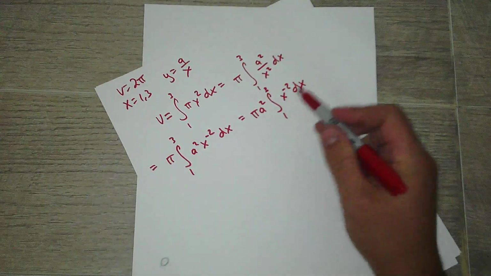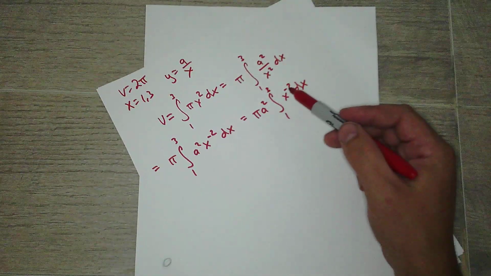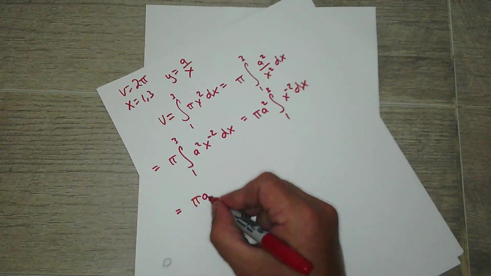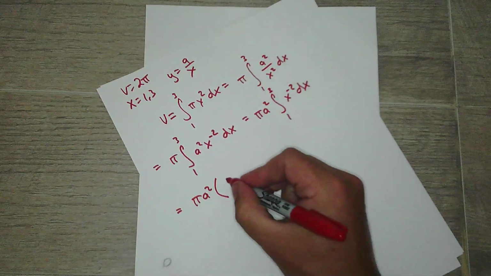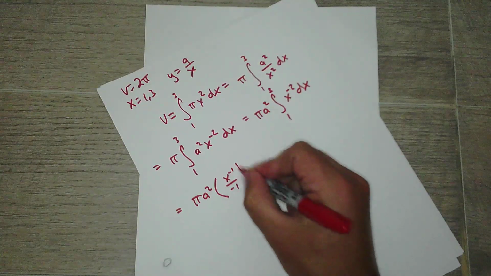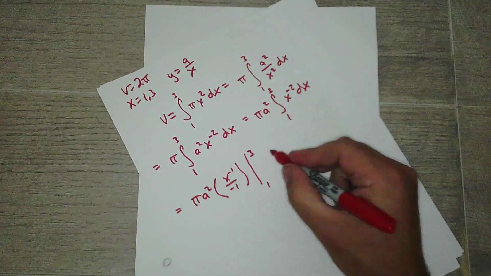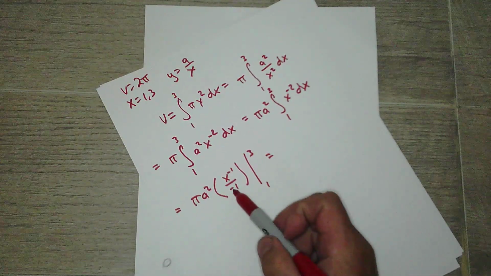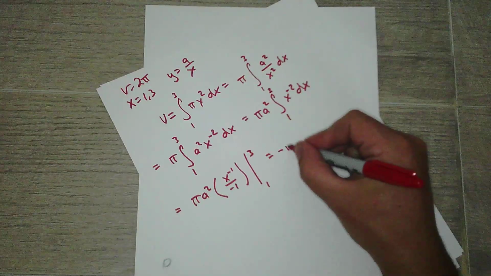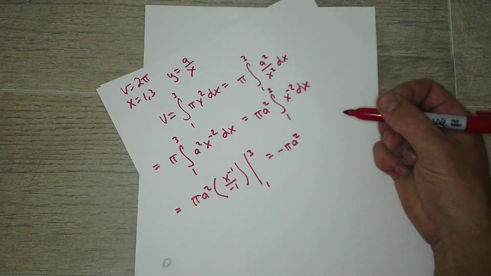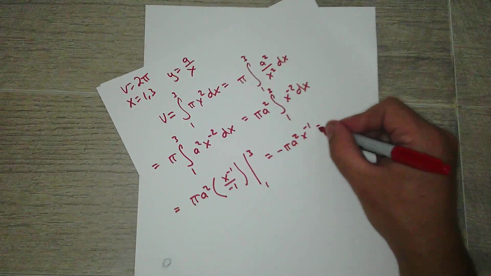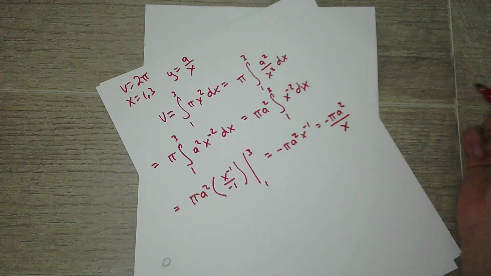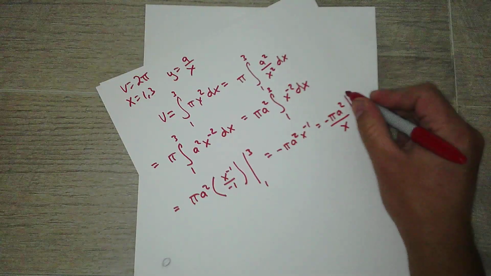Okay, so what's the integration of x to the negative 2? You add 1, so it makes it a negative 1, and then we divide by that. So we get pi A squared, and then the integration of this is x to the negative 1 over negative 1, evaluated from 1 to 3. Now this negative 1 underneath just means all this is multiplied by that negative 1. So I can just move the negative out front, like that. Or you can write it without the negative exponent, like that. And it's still evaluated from 1 to 3.